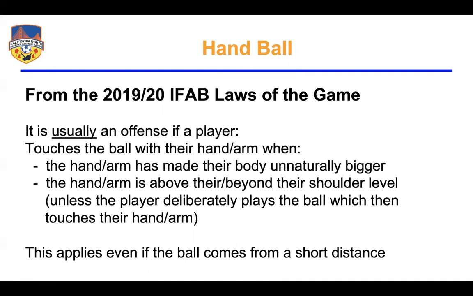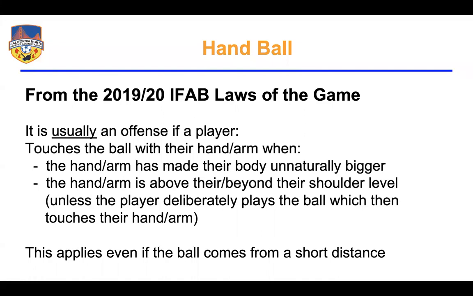This applies even if the ball comes from a short distance. So for a long time, we had this consideration of if the ball is coming from a very short distance, we are not going to call a handball because the player didn't have much time to react to it. So you'll notice that both of these things here, both the arm being in an unnatural position or making their body bigger and being above the shoulder, all has to do with the position of the arm solely. So the decisions that we're talking about all focus directly on the position of the arm or the hand. So the distance that the ball comes is irrelevant in these scenarios.